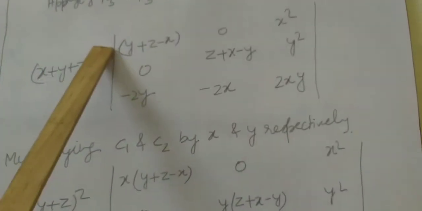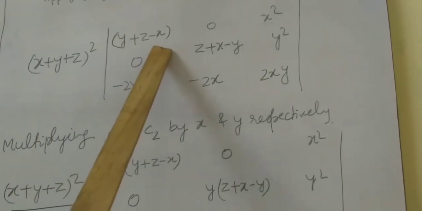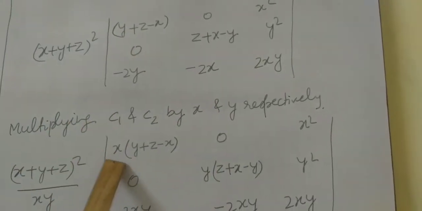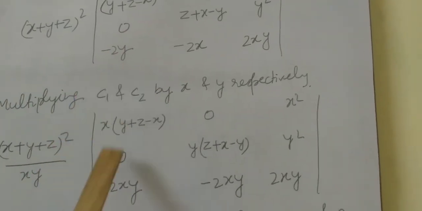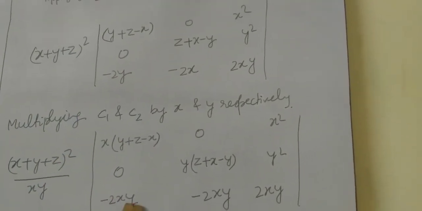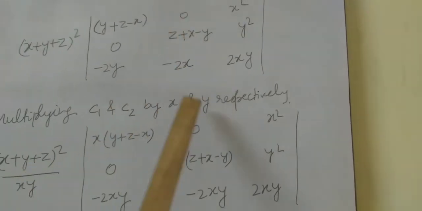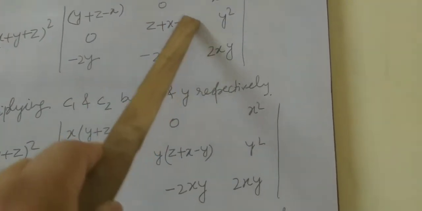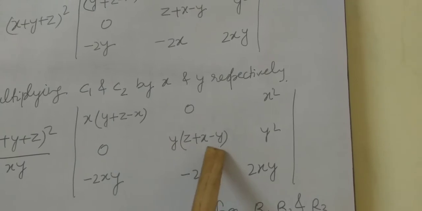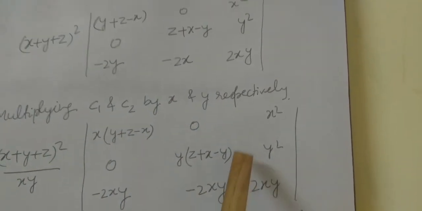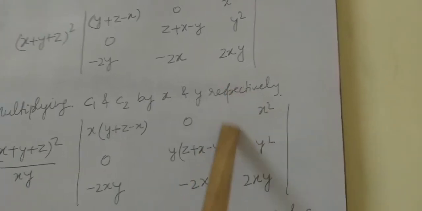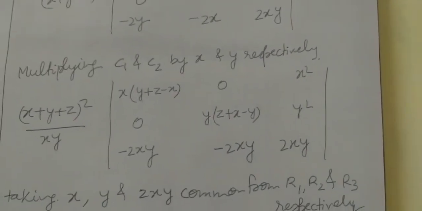Correct? So this we have to multiply by x. So I have written as it is 0 multiplied by x, 0, and minus 2y multiplied by x, minus 2xy. 0 multiplied by y, 0. This we have to multiply by y. That's why I have written as it is. Now minus 2x multiplied by y, minus 2xy. And column 3 I have written as it is.